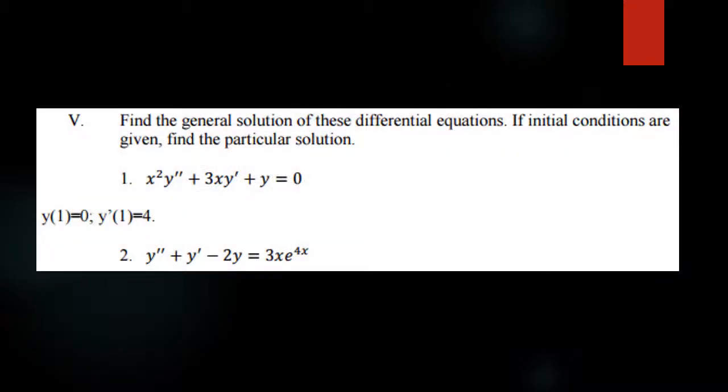In exercise 5, we must find the general solution of these differential equations. If initial conditions are given, find the particular solution. And we have two different differential equations. We have our first differential equation, and it's a case of Cauchy-Euler equation, and we have two different initial conditions.